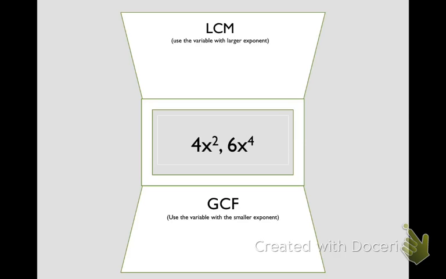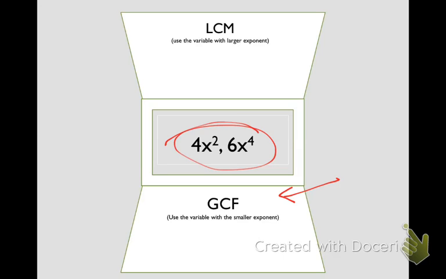Okay, so now let's find the LCM and the GCF of the two monomials that we see on the screen, 4x squared and 6x to the fourth. So what I'm thinking, I always start with the greatest common factor. And I like this visual because this is how my brain thinks of it. The GCF is always smaller than or equal to your given monomial, so it's underneath is how I write it. In other words, I could divide the 4x squared and 6x to the fourth by the greatest common factor.